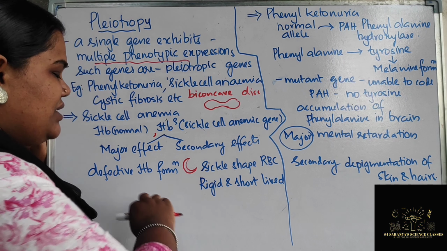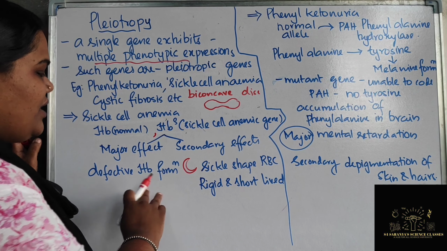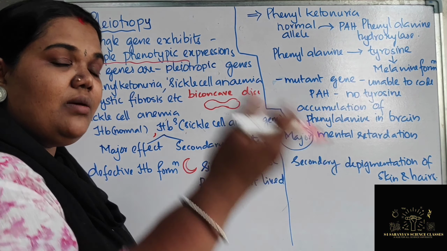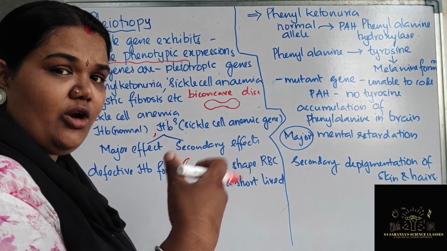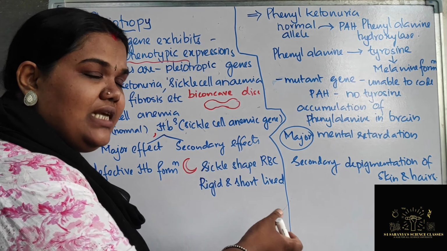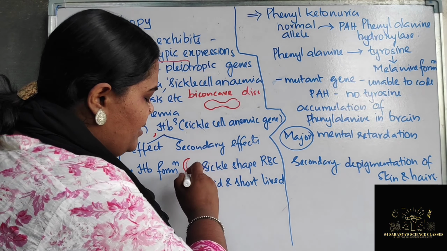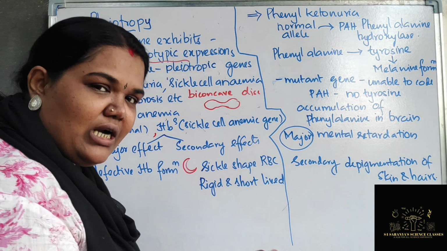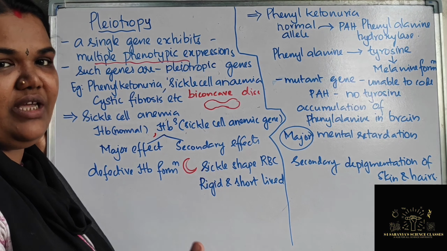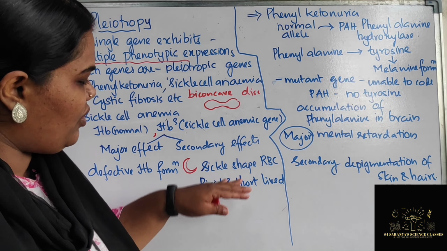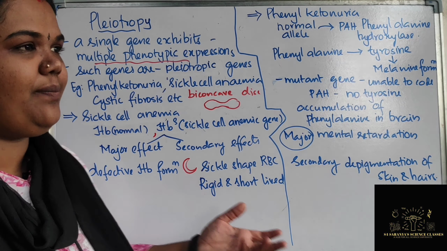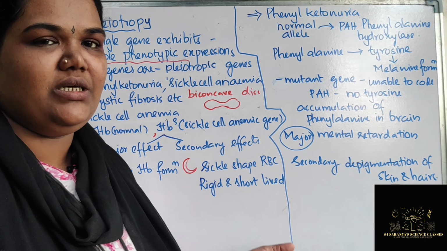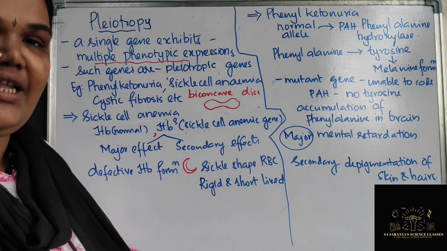So defective HB formation is the major effect. Because of it, oxygen carrying capacity will be less, which is the next effect. Because of the low tension of oxygen, the shape of the RBC itself changes. It will become sickle shaped, or you can say it becomes short lived and very rigid. Because of this low oxygen carrying capacity, it can even lead to heart diseases and so many other problems, right? So these are the secondary effects.